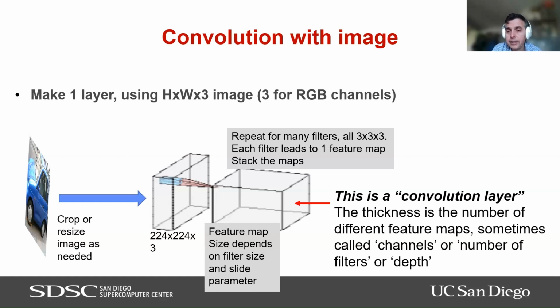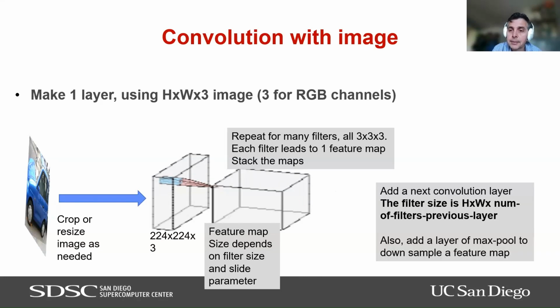The thickness of the layer is the number of feature maps. Sometimes it's called channels or number of filters, or we just might call it depth. And then we're going to add another convolution layer, and that filter size is going to be a height and a width times the number of filters of the previous layer. Or we might add a layer of max pooling to downsample.